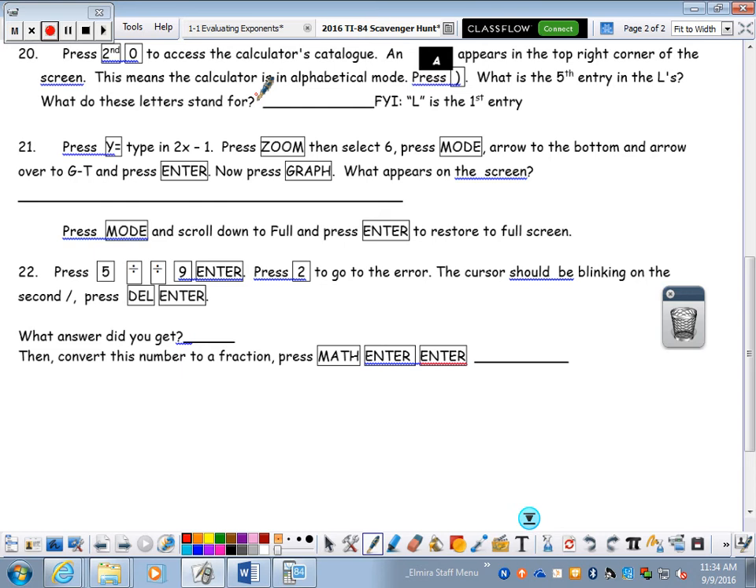What is the fifth entry? LCM. What does that stand for? Least. Oh, I might have to take that back. L is the first entry. Okay, least common multiple.